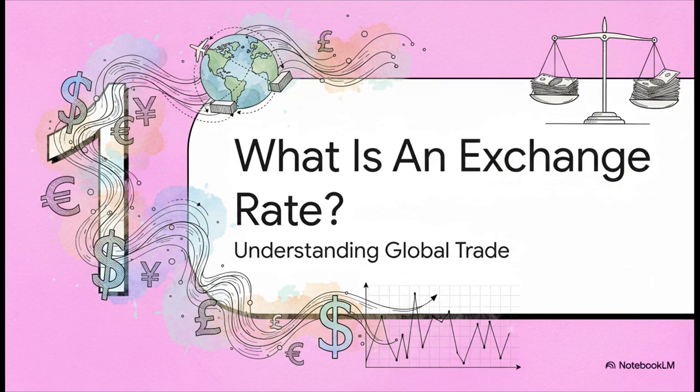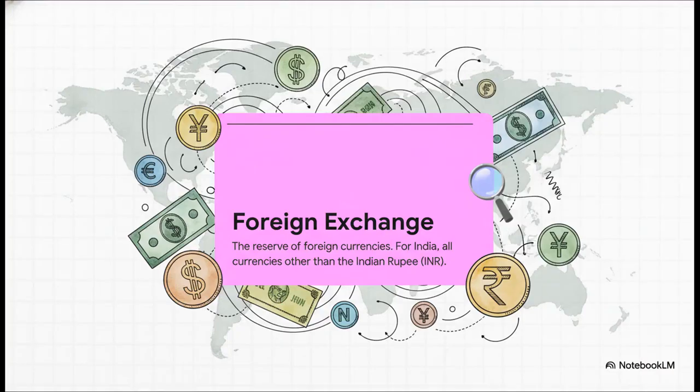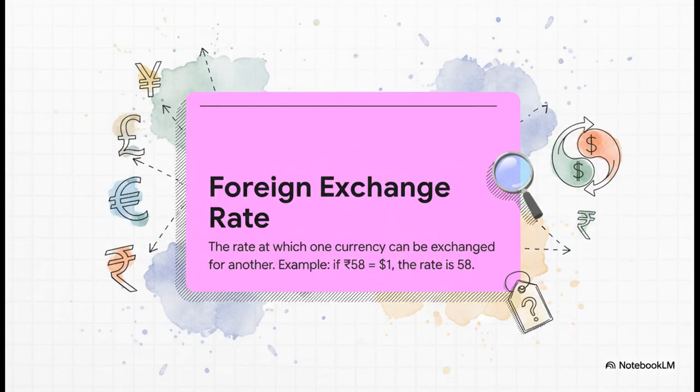Okay, first things first. We have to get our terms straight. Before we can really talk about global trade, we have to understand its most fundamental building block, the exchange rate. And even before we get to the rate, let's define foreign exchange itself. It's actually really simple. It's just the collection of all foreign currencies that a country has. So for a country like India, any currency that isn't the Indian rupee, think US dollars, euros, Japanese yen, that's all considered foreign exchange.